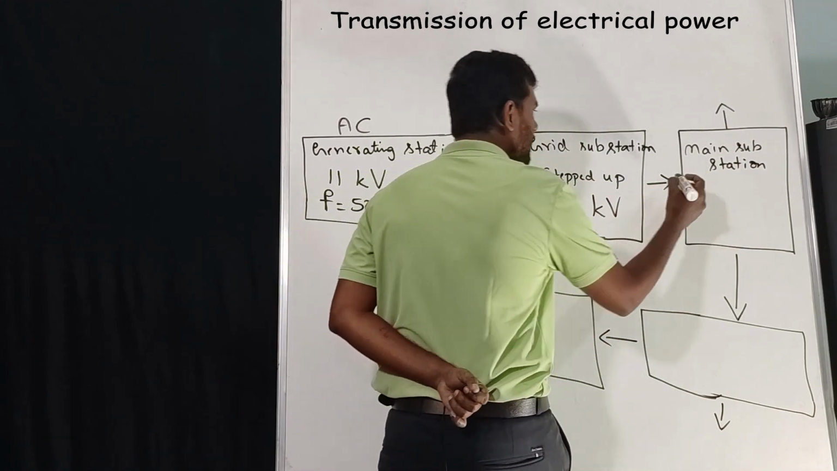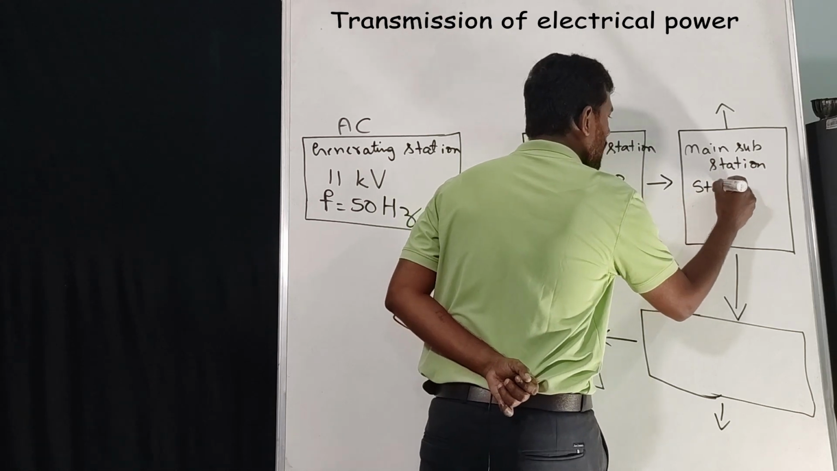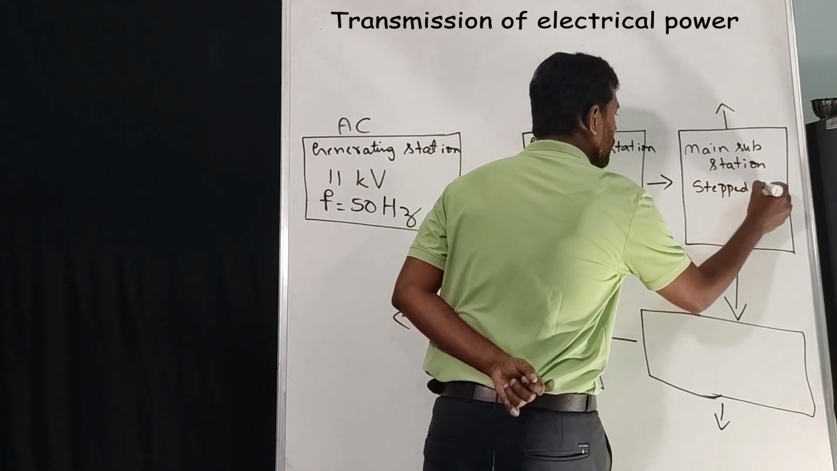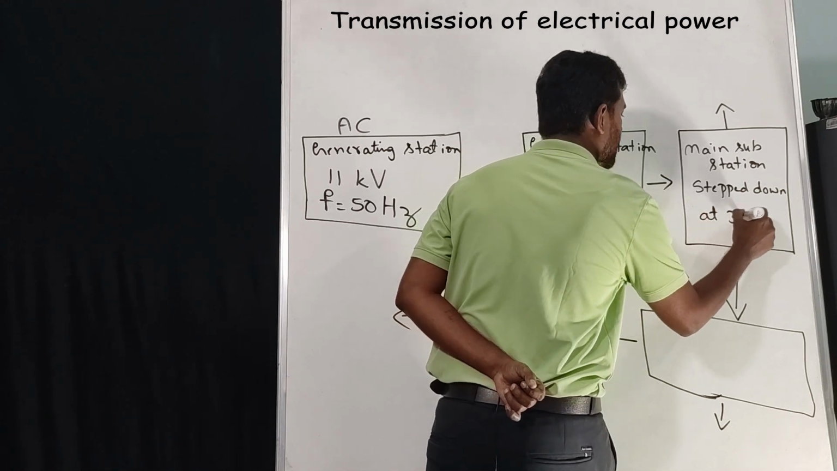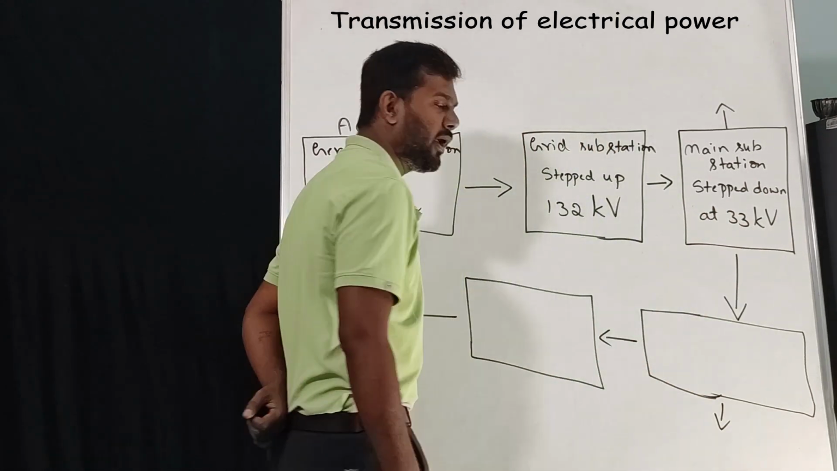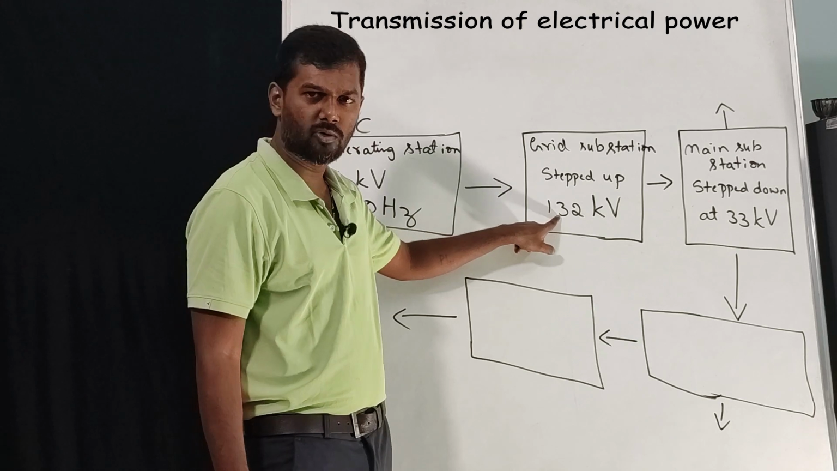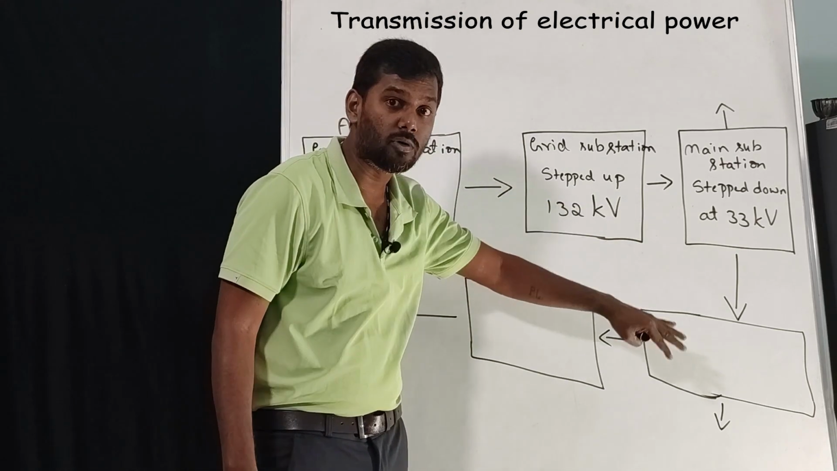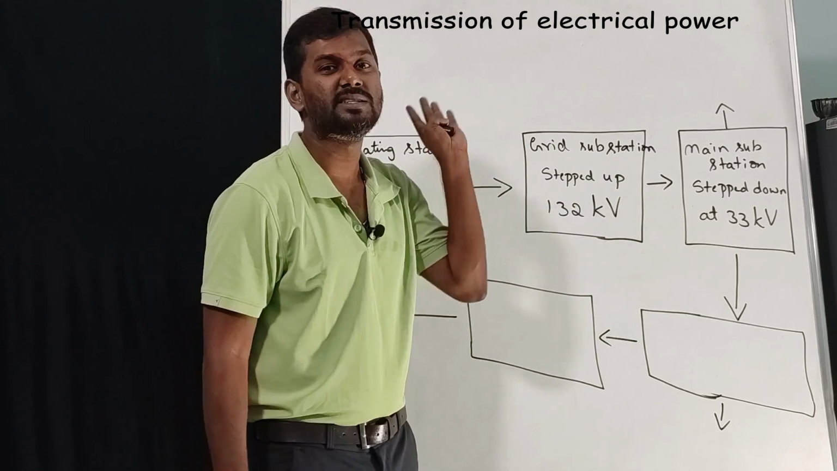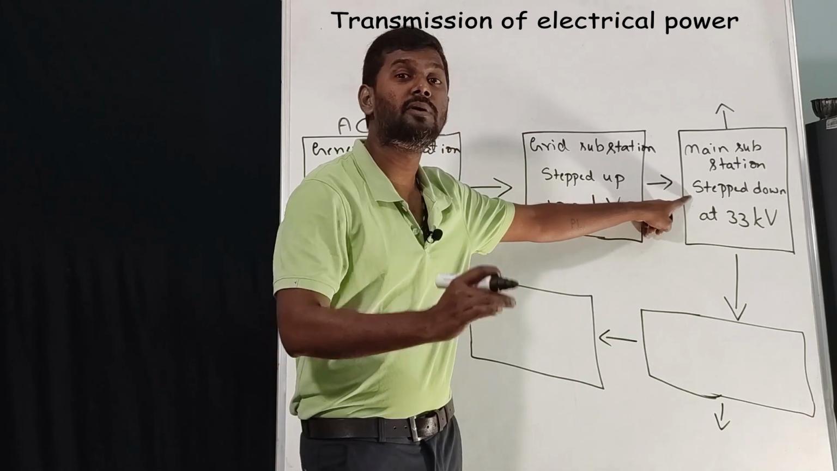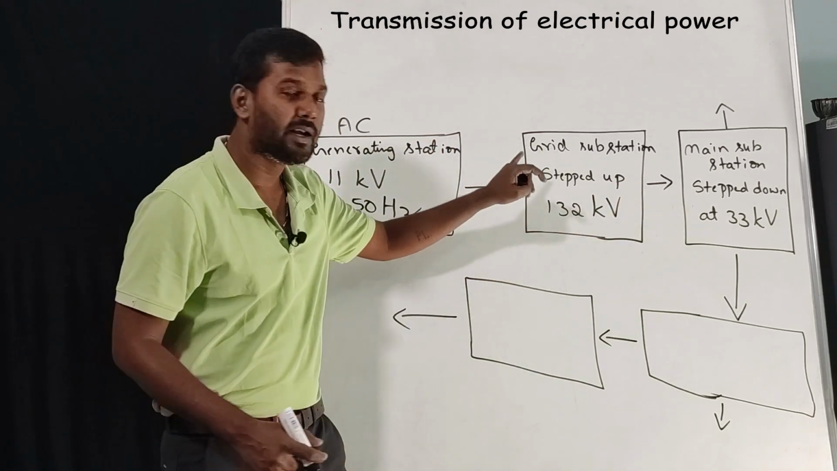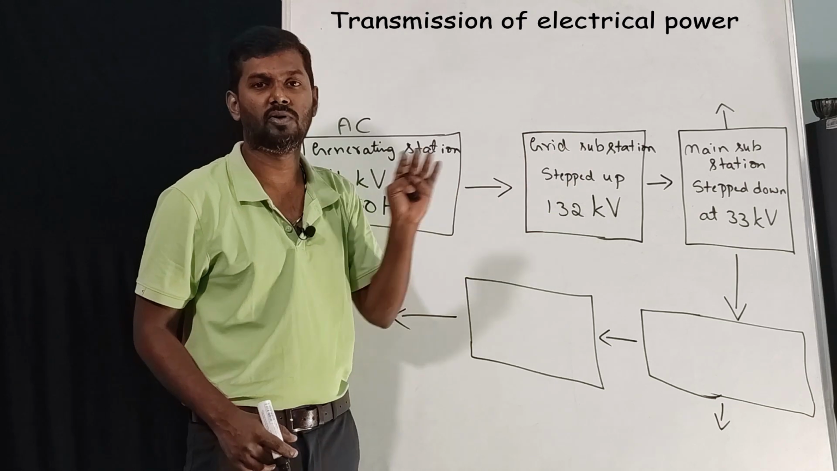Okay, so here it is stepped down at 33 kilovolts. From 132 kilovolts it is stepped down. Down means it is decreasing the voltage. So what type of transformer are we using here? Step down transformer. Here it is a step up transformer.